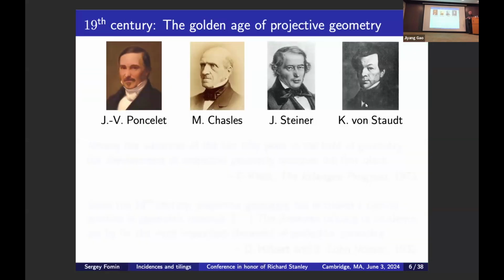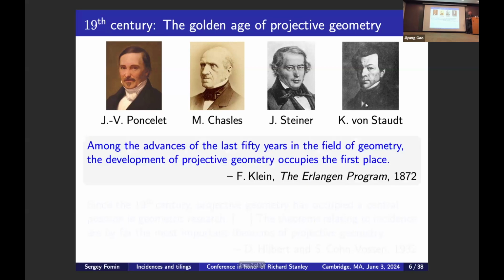So again, back to history, following Möbius. The 19th century was the golden age of projective geometry. People like Jean-Victor Poncelet, Michel Chasles, Jakob Steiner, and Karl von Staudt essentially created the field. Here is the very first sentence from the famous Erlangen program by Felix Klein, which professes the development of projective geometry to be the most important advance in the last 50 years.